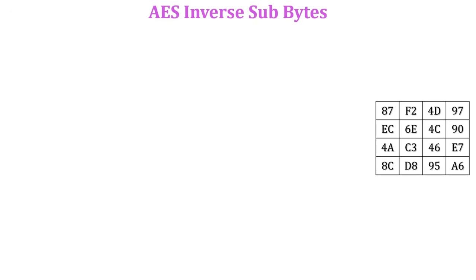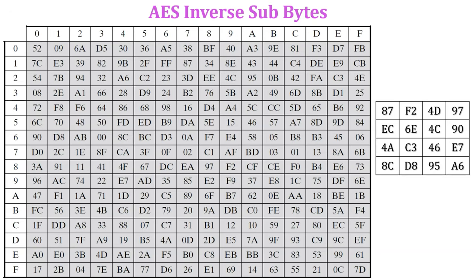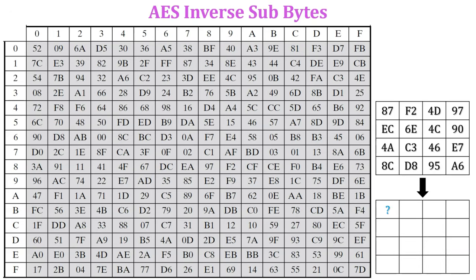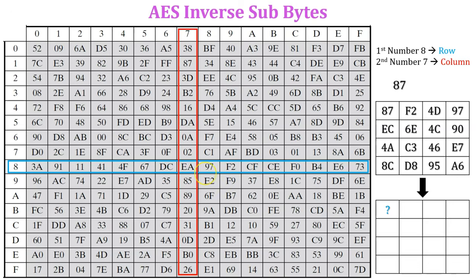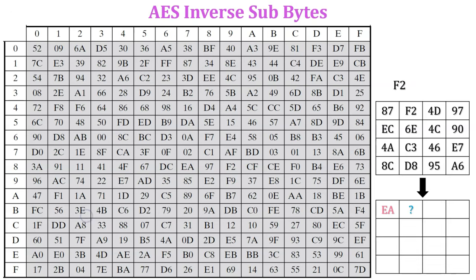Let's take one example and perform inverse sub bytes for better understanding. For example, this is my ciphertext matrix. I will perform inverse sub bytes on this matrix using the inverse S-box table. Let's find the first element of the matrix. Here, first element is 87. In this value, 8 indicates the row and 7 indicates the column. So here, 8 and 7 intersect at the value EA. So it means value 87 is replaced with EA. Let's find the next element of the matrix.